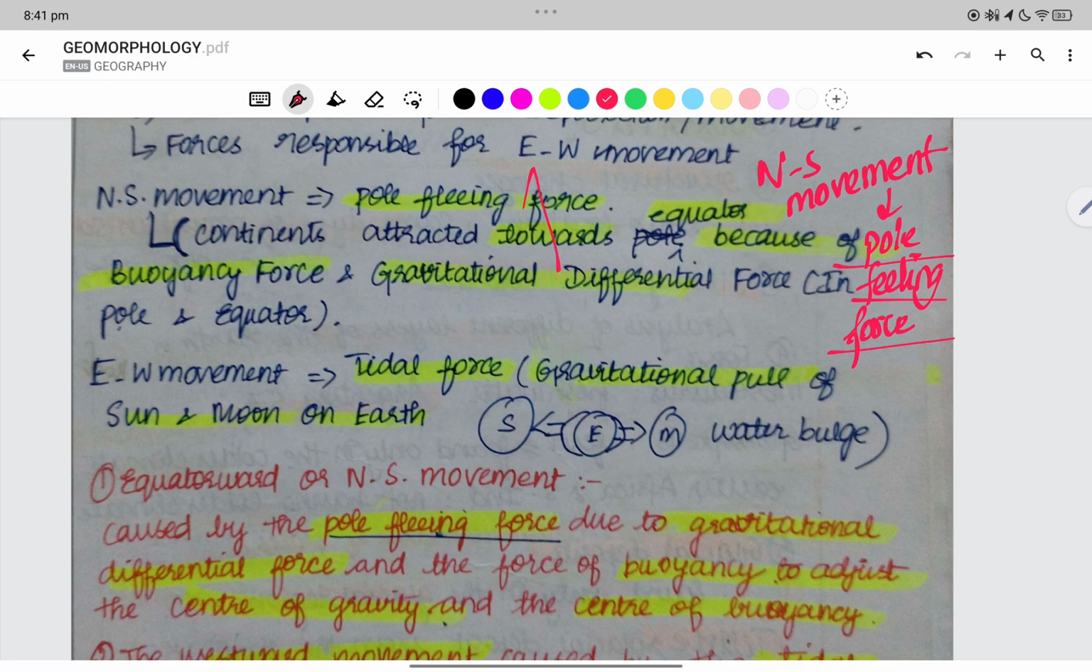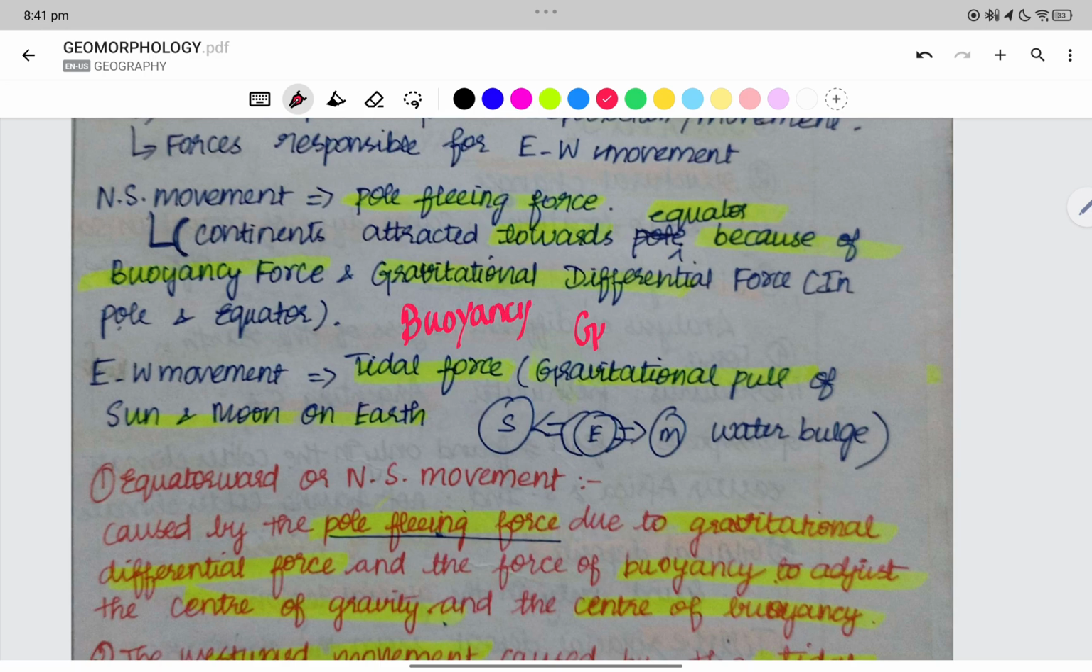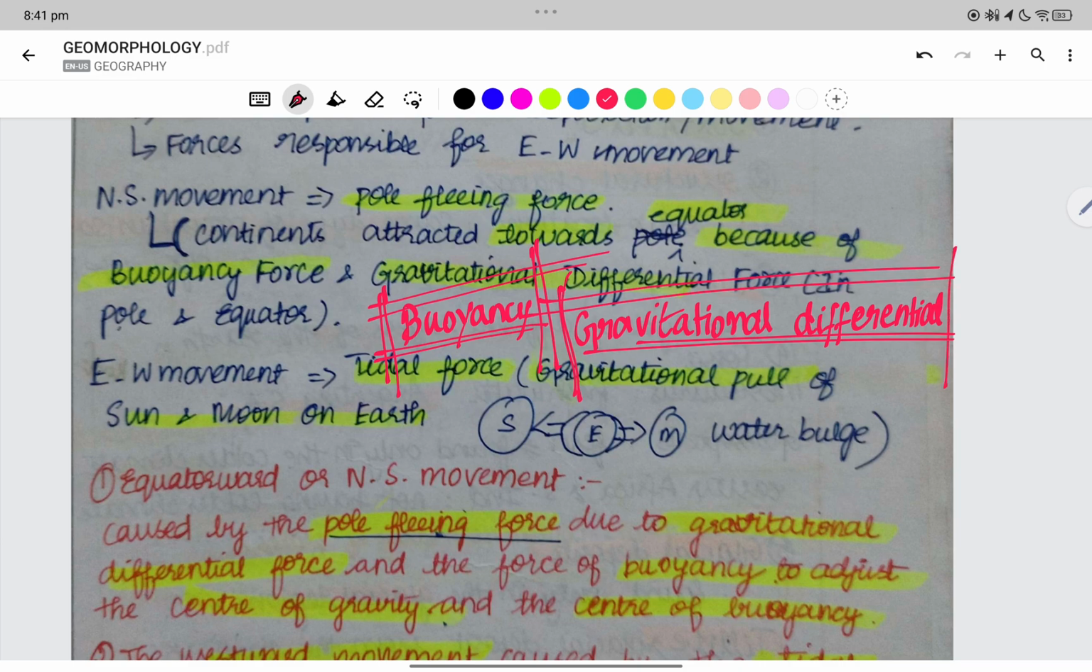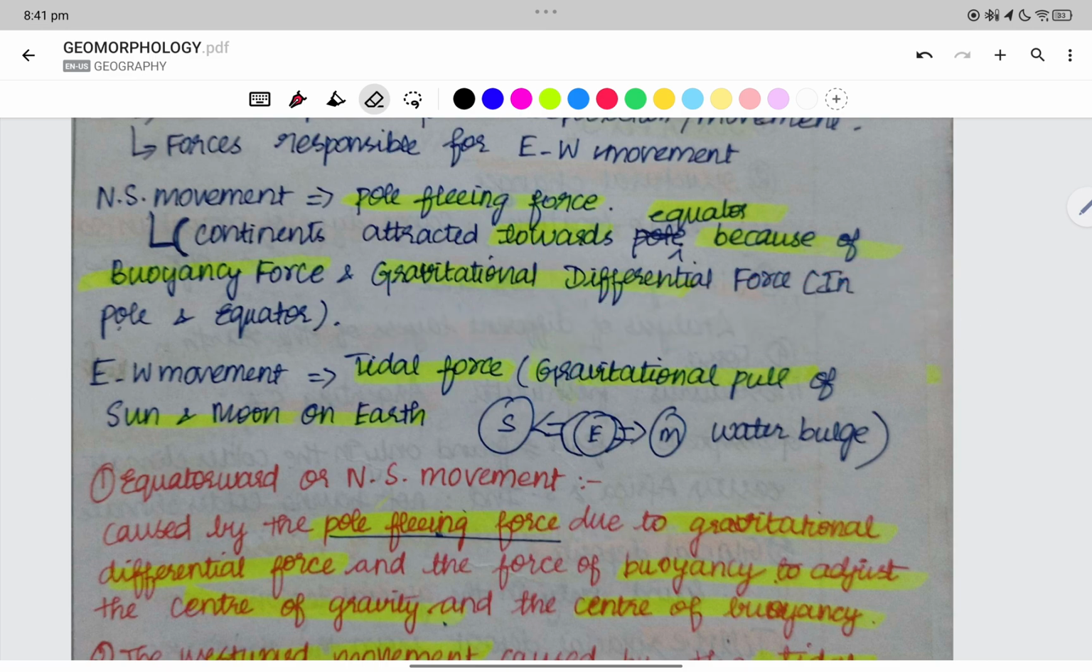It is fleeing away from the poles. So in the north-south movement, you move away from the north or you move away from the south. Such a movement towards the equator is because of the pole fleeing force. This is because of the buoyancy force and the gravitational differential force. The buoyancy and the gravitational differential force are responsible for the north-south movement.